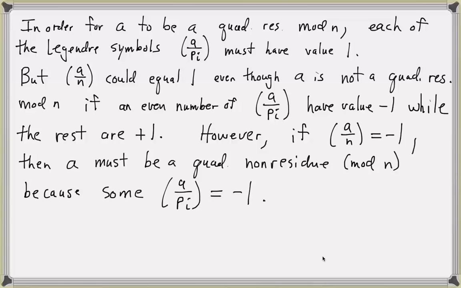So if the Jacobi symbol is -1, you can be sure that you have a quadratic non-residue. If the Jacobi symbol is +1, you can't tell for sure. So the next theorem will present the main properties of the Jacobi symbol that will help us evaluate Jacobi symbols. So let n and m be odd integers. I'm going to list 6 properties of the Jacobi symbol, and then we'll prove them.